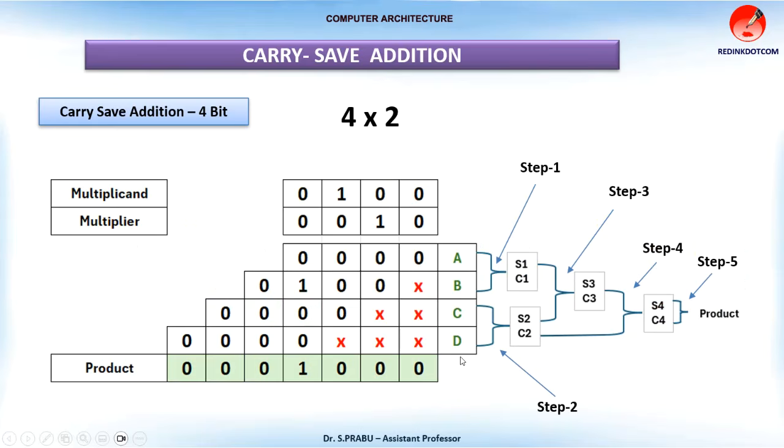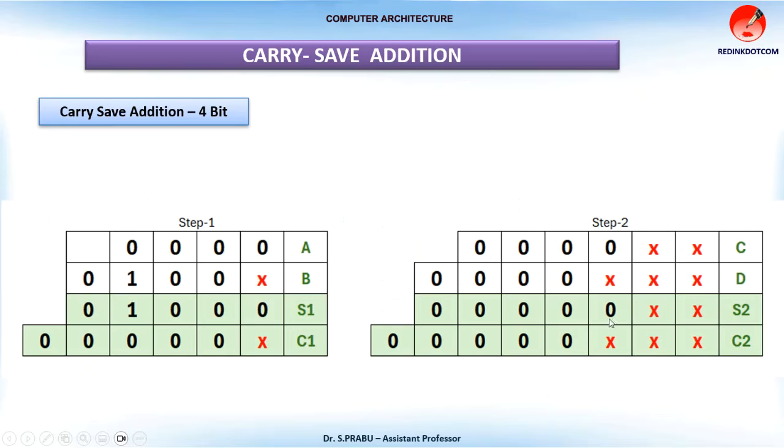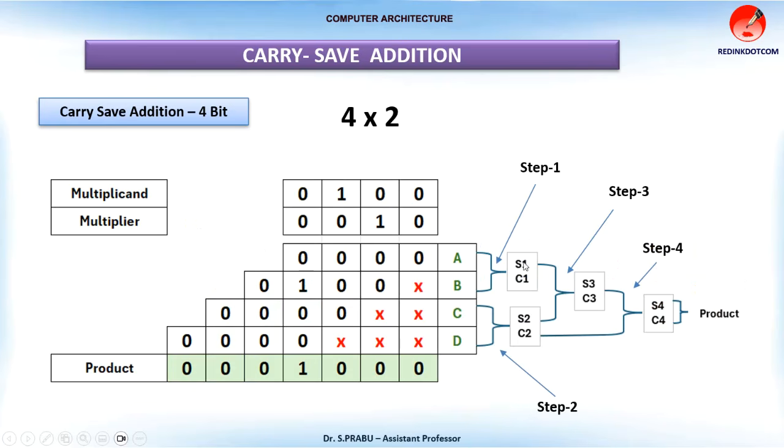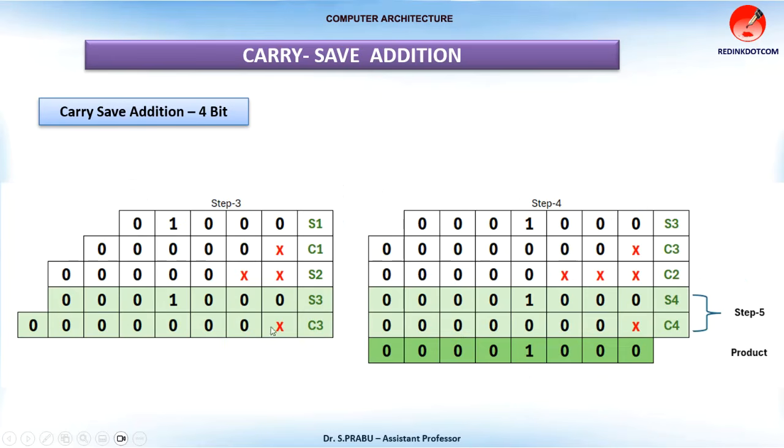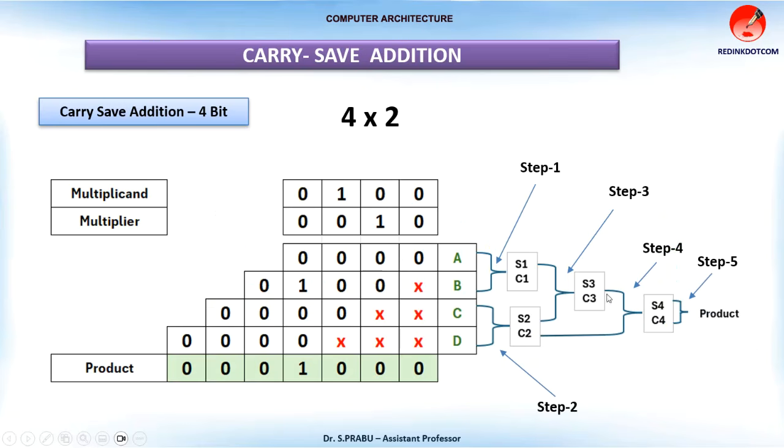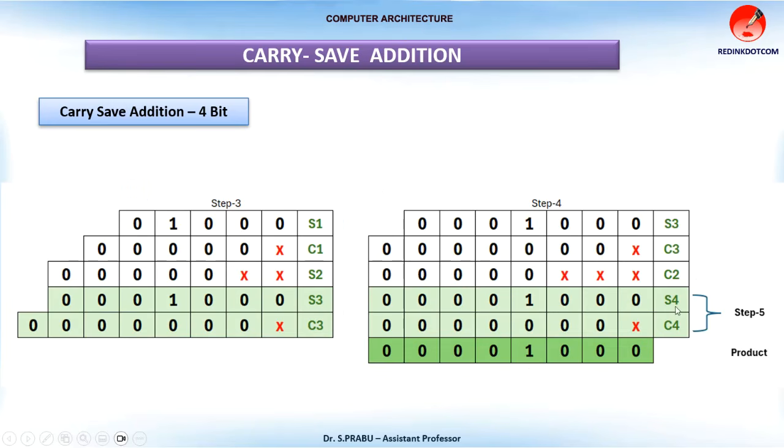In step 2, C and D can be added. You just note this precision that can be followed for this addition. When we add these two numbers, you get sum is 0, carry is 0. So in this way, you can get this result. In step 3, you can add the S1, C1 result with S2. So the new sum and carry can be calculated. That can be represented as S3 and C3. So in the fourth step, S3, C3 is added with C2. That can be shown here. Then you can get S4 and C4. So in step 5, you can add these two numbers in the normal way. You can get the final product.